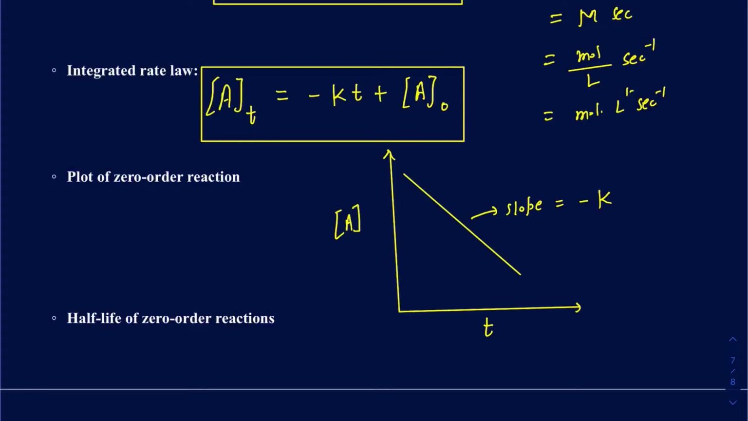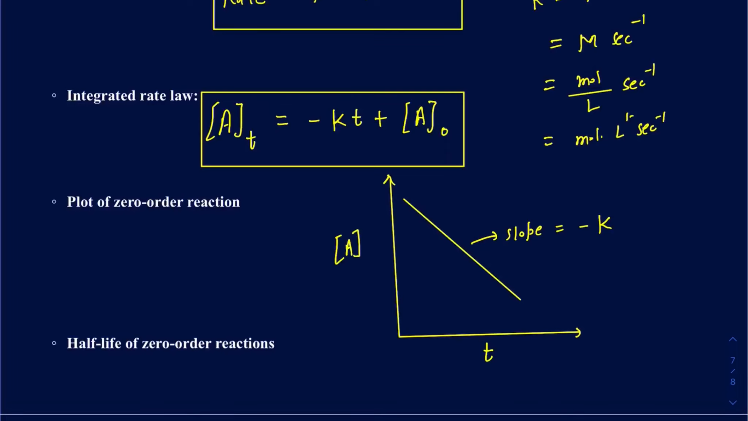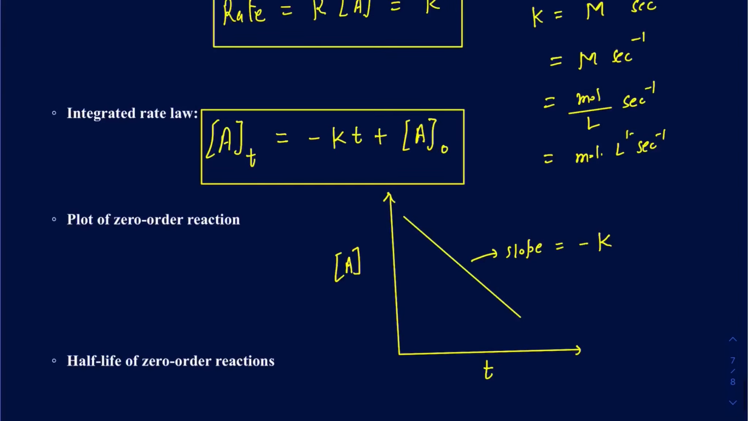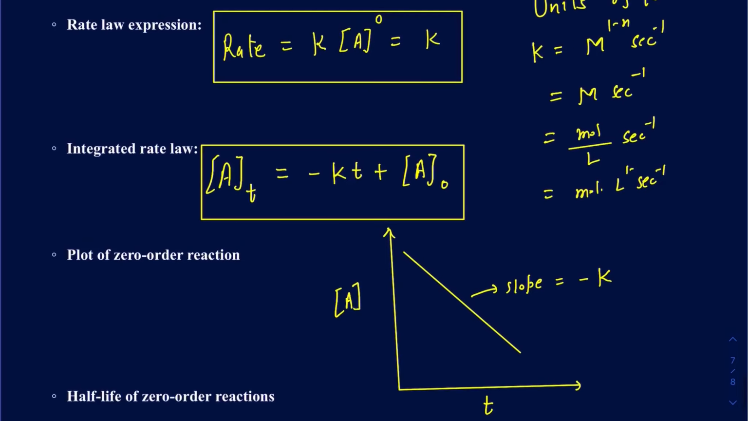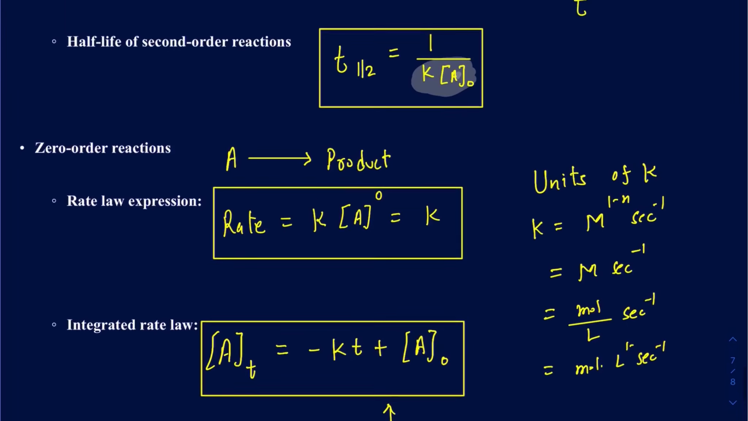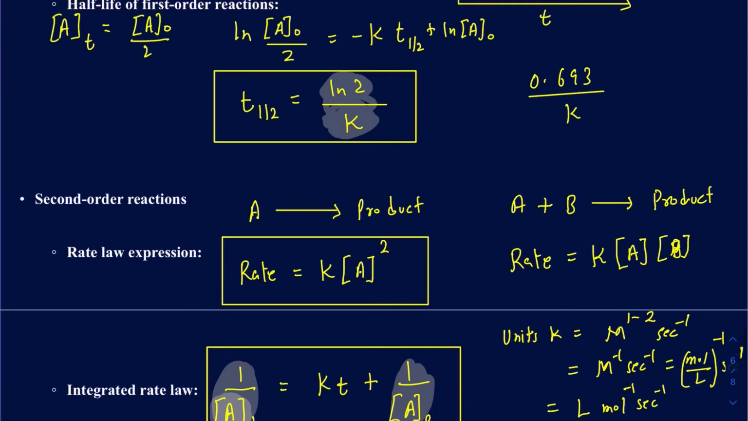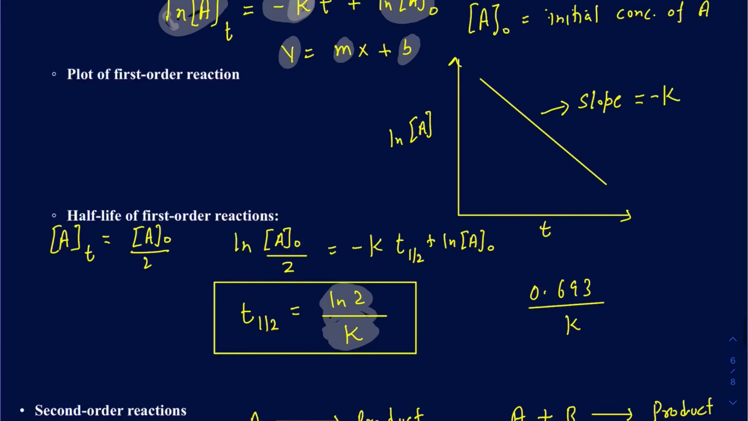So you can still find the value of k if you know the slope of these graphs. Suppose you're given data and you're asked to figure out whether it's a first order, second order, or zero order reaction, and sometimes it's not that easy. So what do you really have to do? You're going to have to plot 3 graphs in that particular case. The first graph is going to be natural log of A versus time, and if you do get a straight line with a negative slope, then it's indeed a first order reaction.